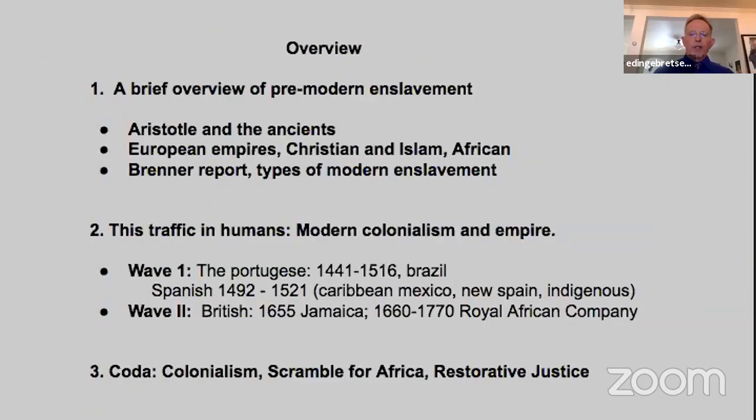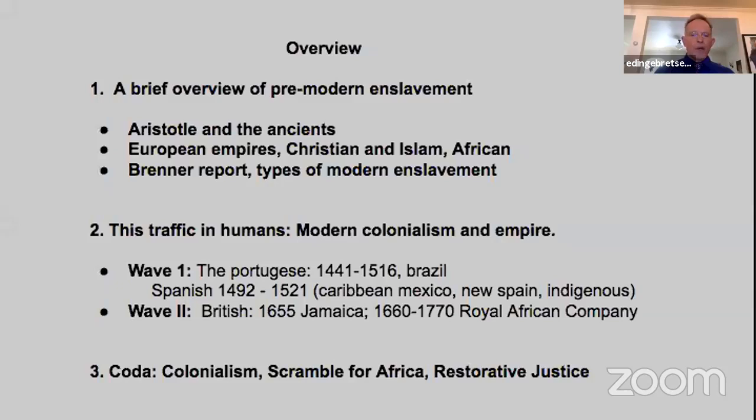Three essential sections this afternoon: a brief overview of pre-modern enslavement, three points: Aristotle and the ancients, European empires, Christian and Islam, and African. The Brenner Report, types of modern enslavement, probably the topic that most people are here for, this traffic in humans, modern colonialism and empire. And there are two waves.